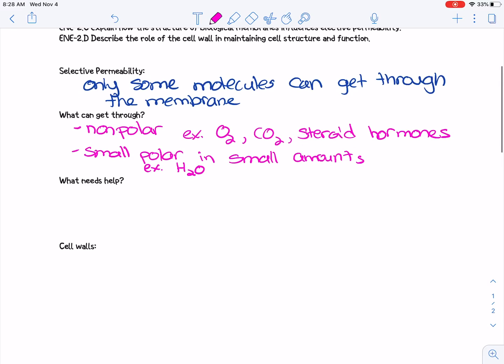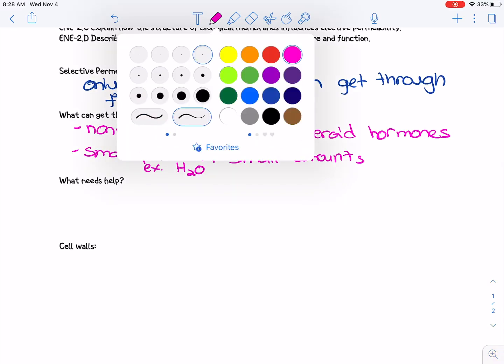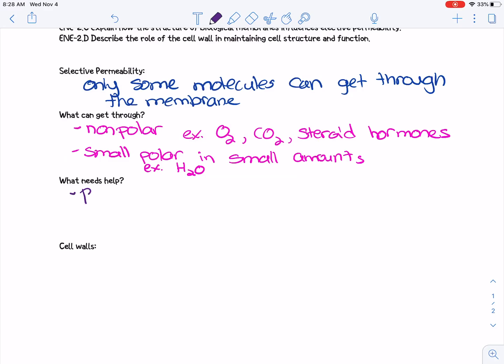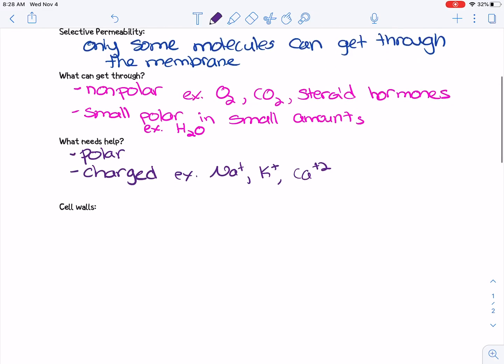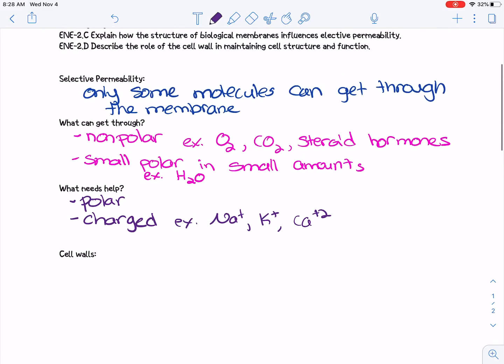And then, who needs help? It's going to be anything that's polar or charged. Examples are sodium. We're going to see a lot of stuff with sodium and potassium, calcium, any charged molecule. So large polar molecules and anything that's charged. That's kind of the deal there. Then we're going to look at how those things can get through if they need help, and at some of the proteins that are involved in that.